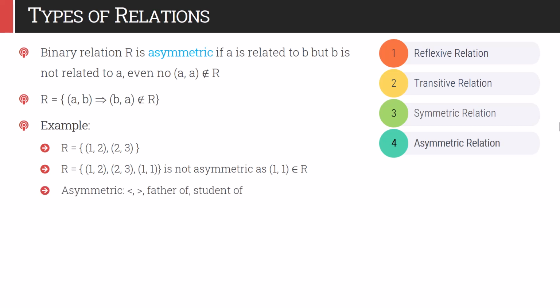Less than, greater than, father of, student of, all these are asymmetric relations. Is equal to is not asymmetric, otherwise (1, 1) would be allowed, which is not the case.